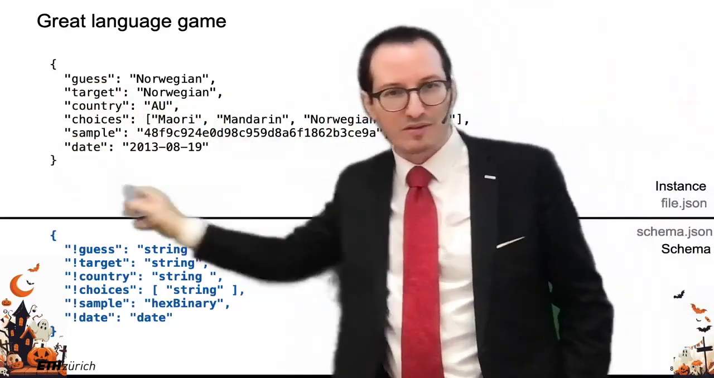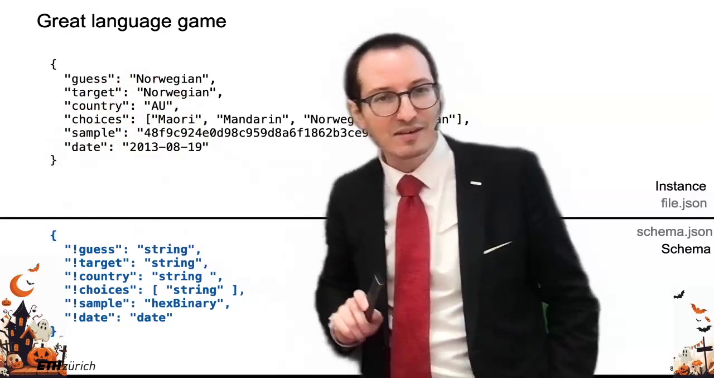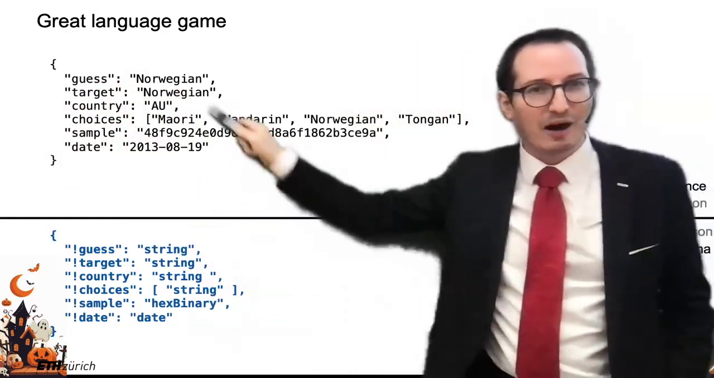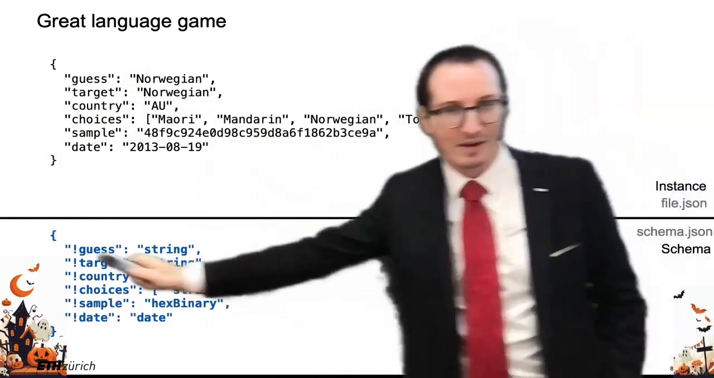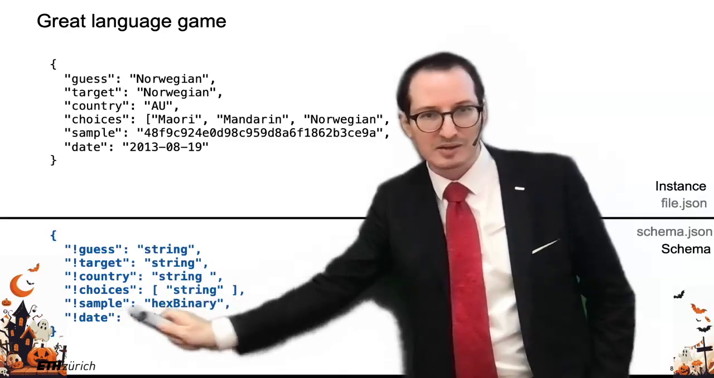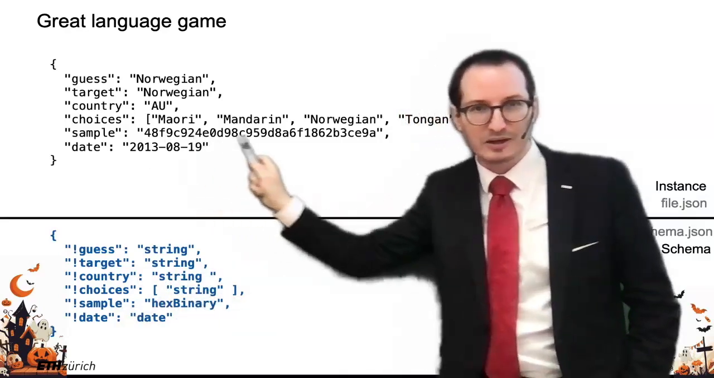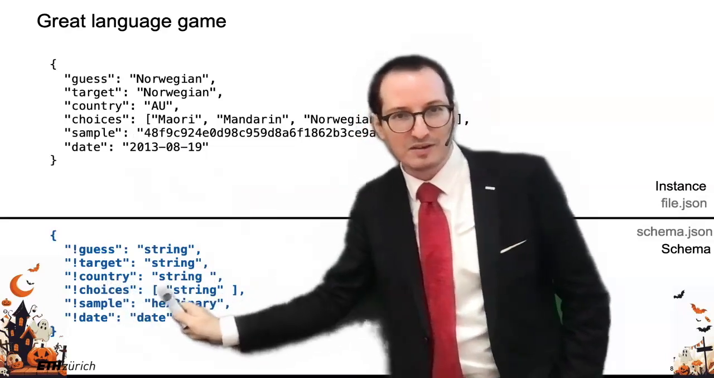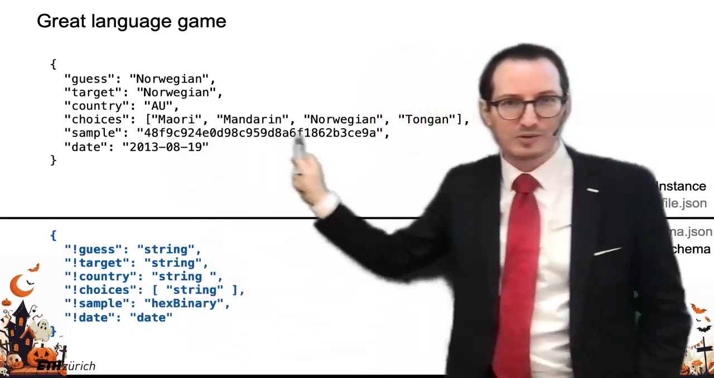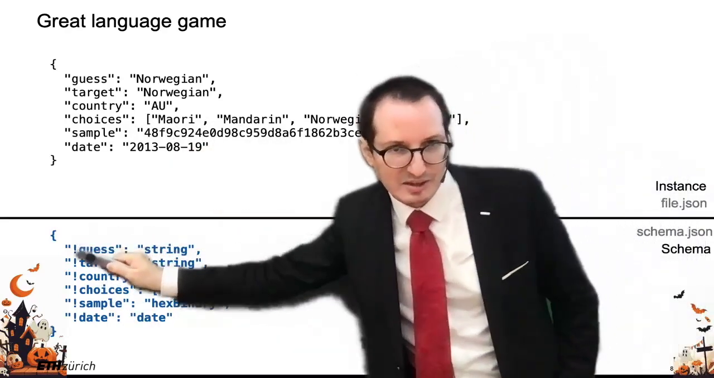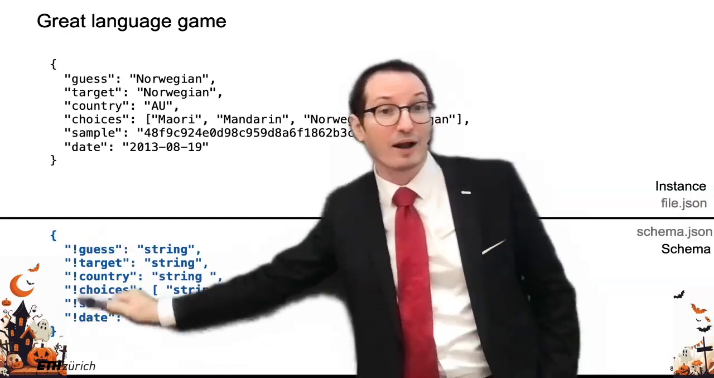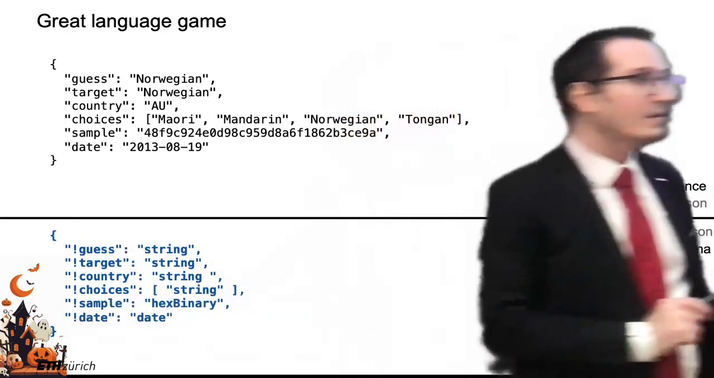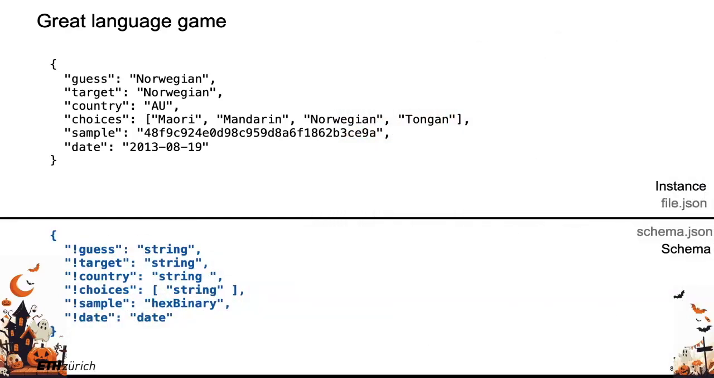I told you about with 16 million objects that look like this, this would be the schema. You see how visual it is? It looks the same, right? Guess is a string, target is a string, sample is a hex binary. That's basically a base 16 representation of a sequence of bits. Choices is an array of strings. You see an array of strings, and you see all these exclamation marks here that basically require the key to be present, right?